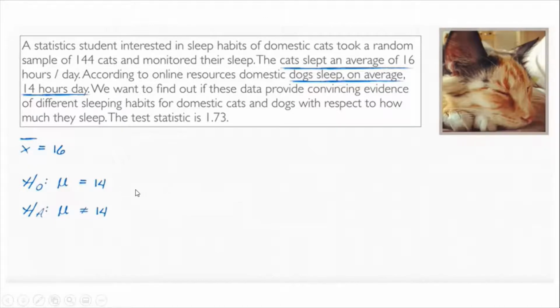It's equal mean, there is no difference between the sleeping hours per day between cats and dogs. That is our null hypothesis. And the alternative hypothesis is that there is a difference.